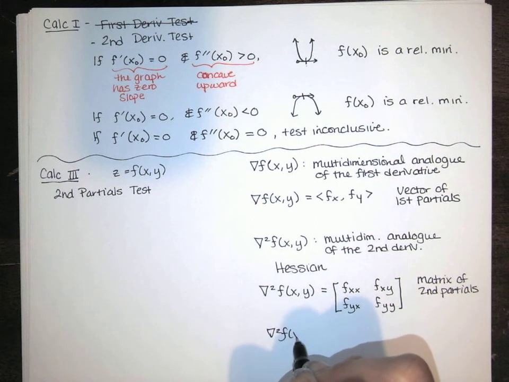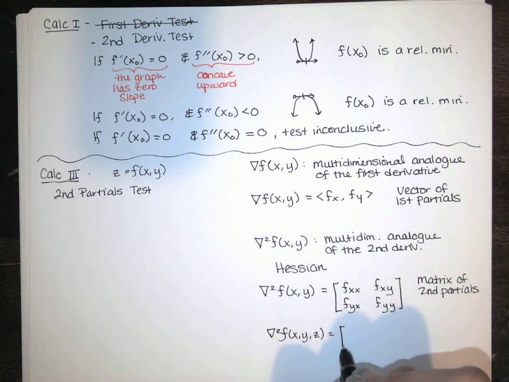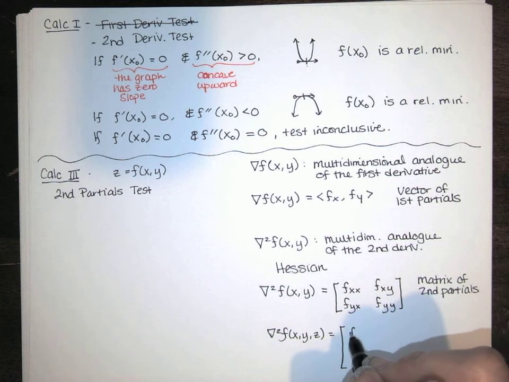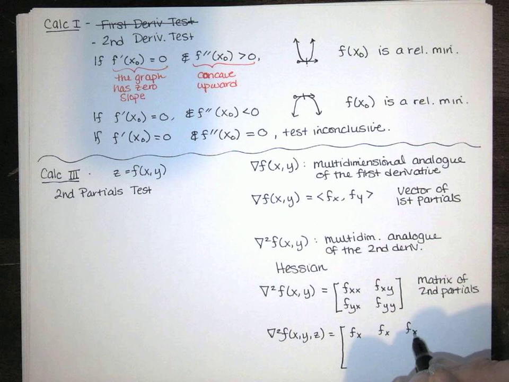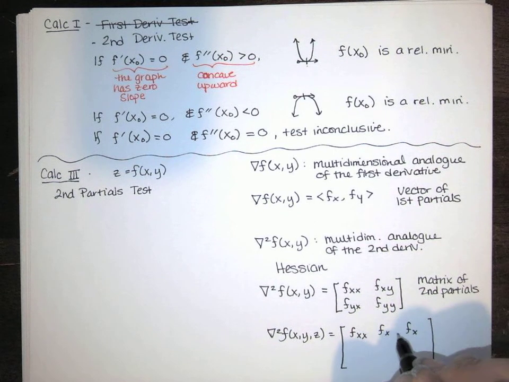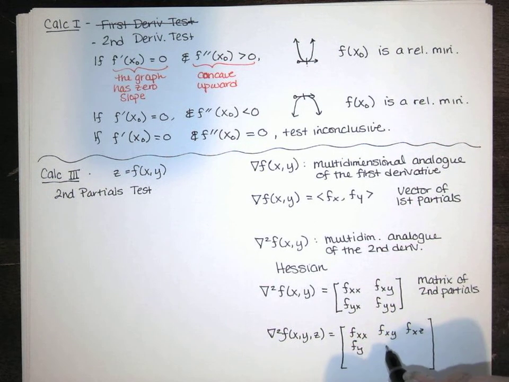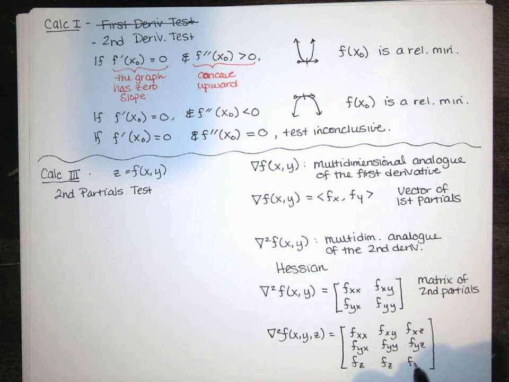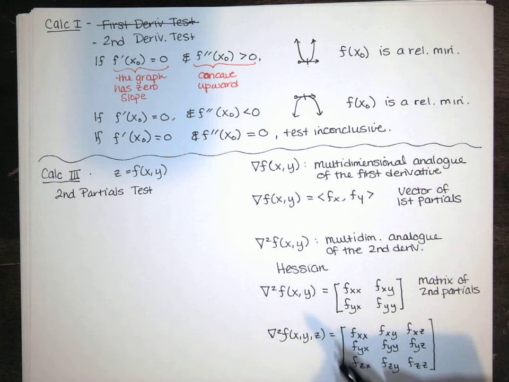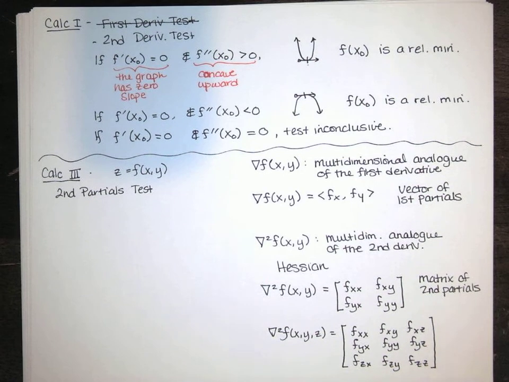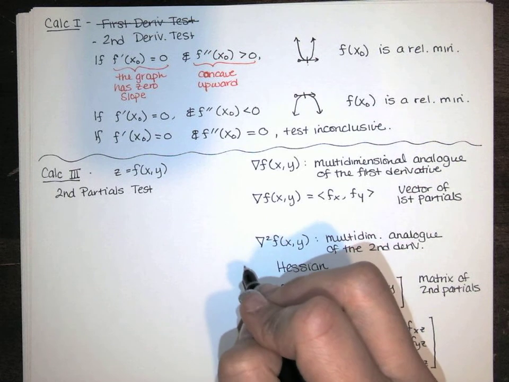Now, if we had a function of three variables, your Hessian matrix would still have second partials in it, but you'd have to take partials with respect to x first, and then with respect to x, y, and z. And then the second row, you take the partials with respect to y first, and then with respect to x, y, and z. And the third row, you take the partial with respect to z first, and then with respect to x, y, and z. But we're going to focus right here for this class. And of course, if you have a function of n variables, this is an n by n matrix. But with a function of two variables, this is a 2 by 2 matrix. This is our new second derivative.